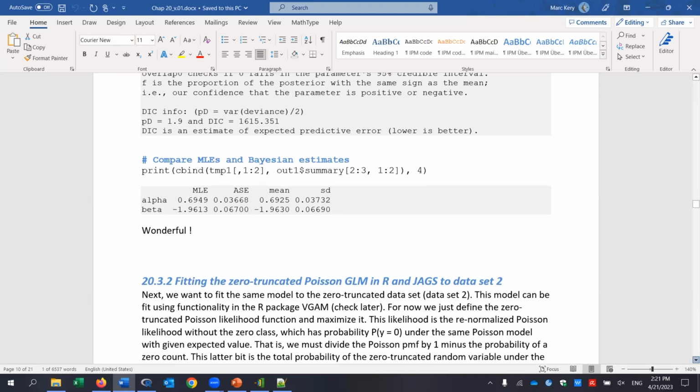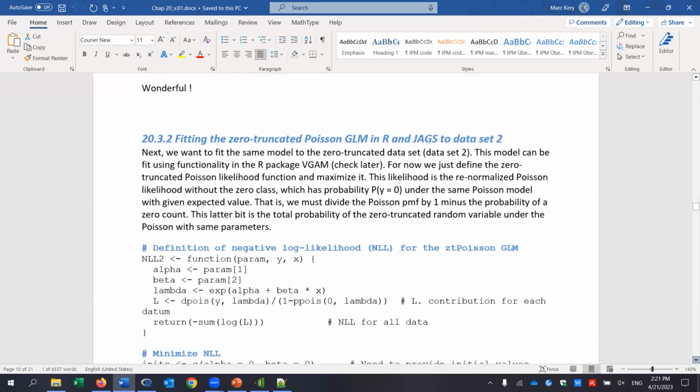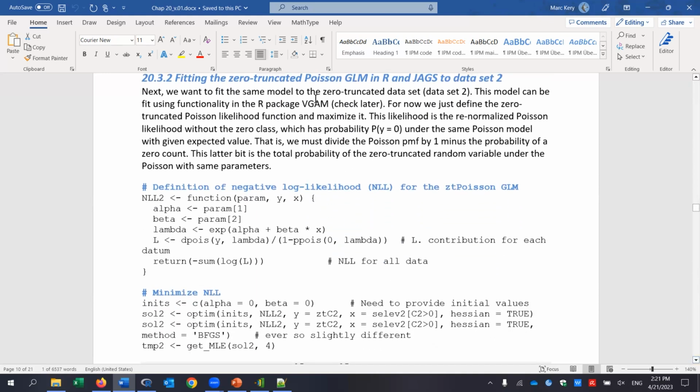For the second data set, we have to fit the zero truncated GLM, and this is what is explained here. There is apparently a function in R which can do this called VGAM, so I have to check this. But in the meantime, here is the negative log likelihood function for a zero truncated Poisson.